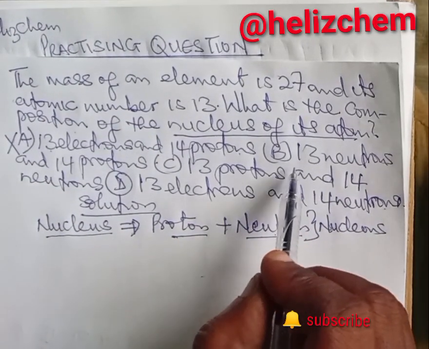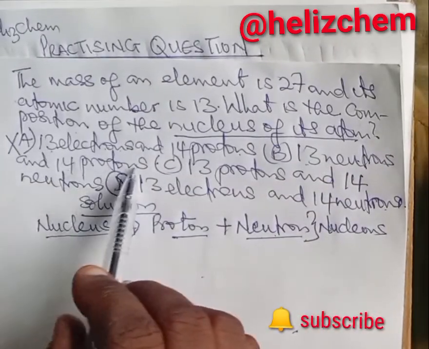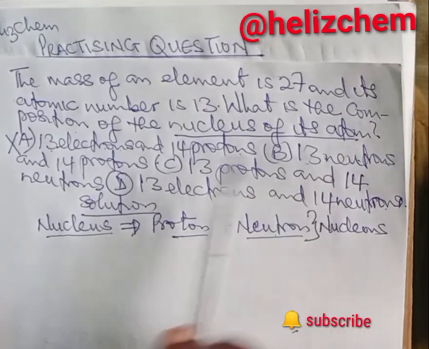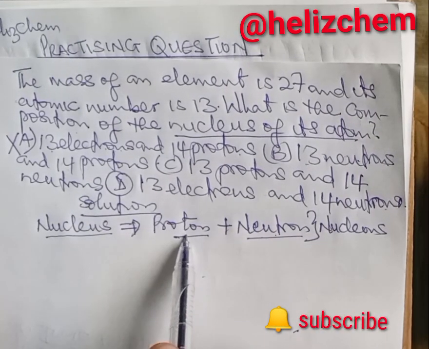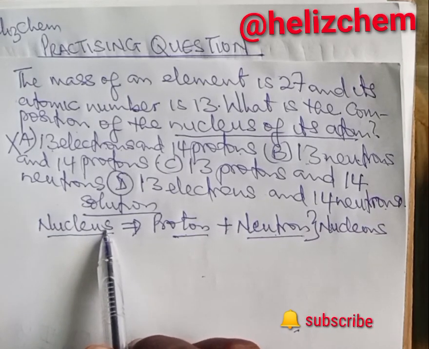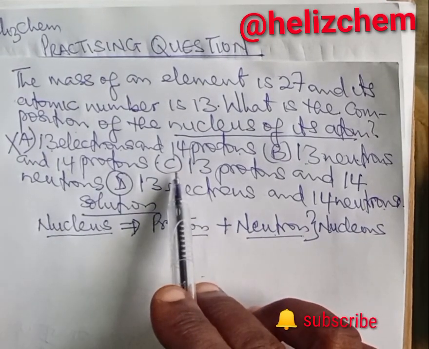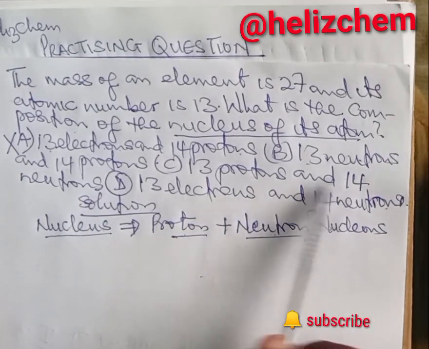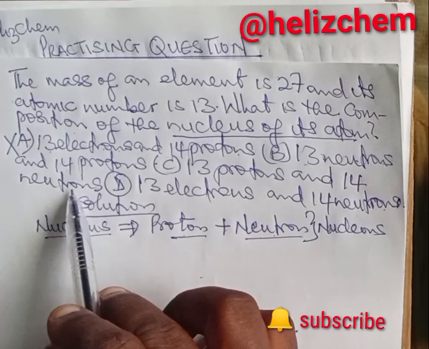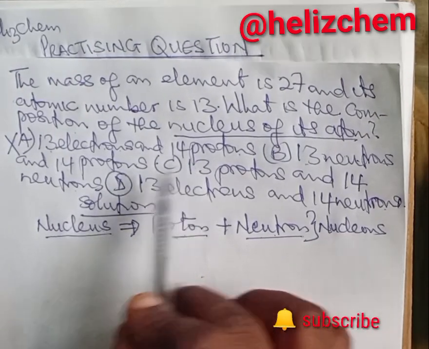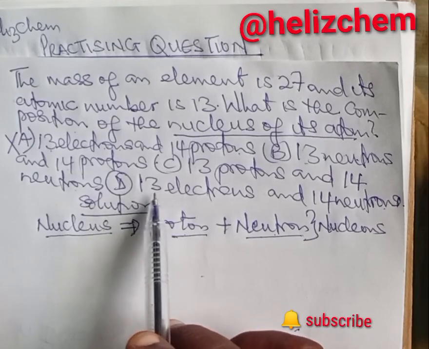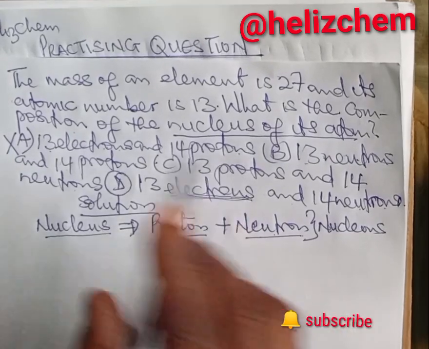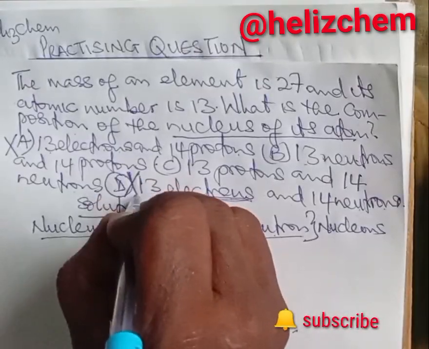Let's look at option B, 13 neutrons and 14 protons. This could be the answer because we have neutrons and protons, which are the particles that can be found in the nucleus. So let's put that one aside. Then if you look at option C, we have 13 protons and 14 neutrons. This also contains protons and neutrons. So let's put this one aside. It may likely be the answer. Then option D, we also have 13 electrons and 14 neutrons. So because of the presence of these electrons, option D is also nullified.